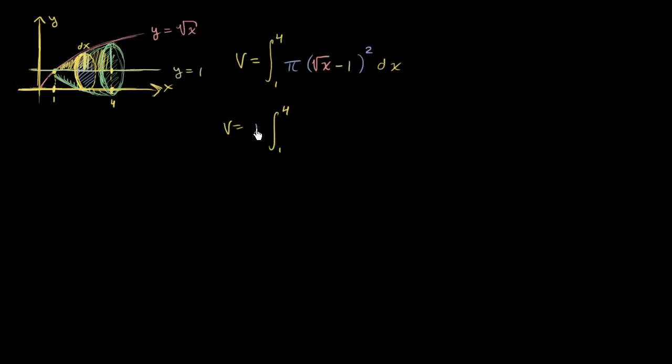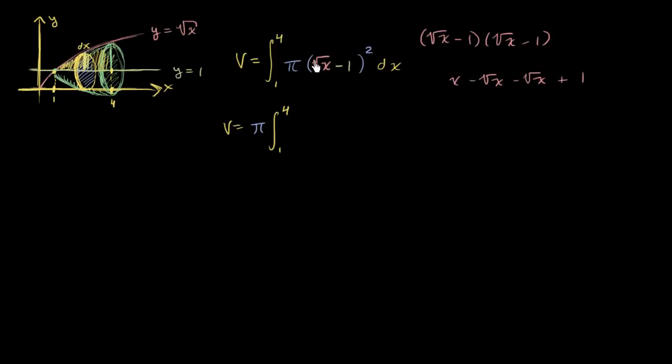And we can factor out, or put the pi outside the integral sign, and then we can expand this out. So square root of x squared, now all we're going to do is expand this binomial. So square root of x minus 1 times square root of x minus 1. Square root of x times square root of x is x. Square root of x times negative 1 is negative square root of x. Negative 1 times square root of x is another negative square root of x. And the negative 1 times negative 1 is equal to positive 1.